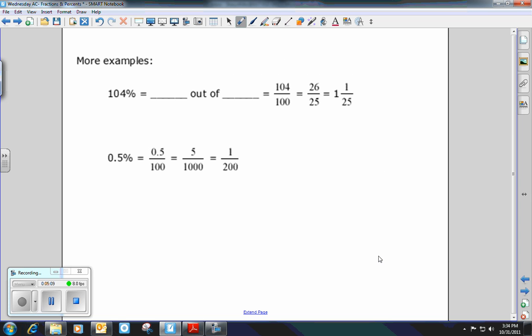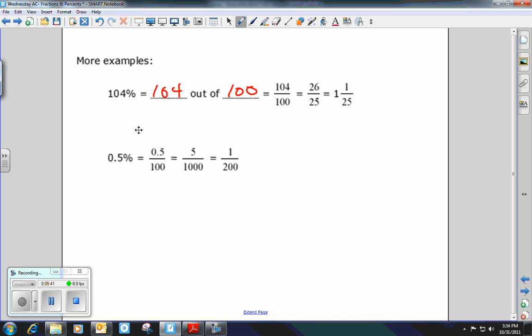More examples. 104% means 104 out of 100. 104% means more than one whole. So we're going to have more than 100 here out of 100. When you simplify 104 out of 100, you get down to 1 and 1/25 for your simplest form. 26/25: 25 goes into 26 once with 1 left over, and that makes your new numerator for 1/25.